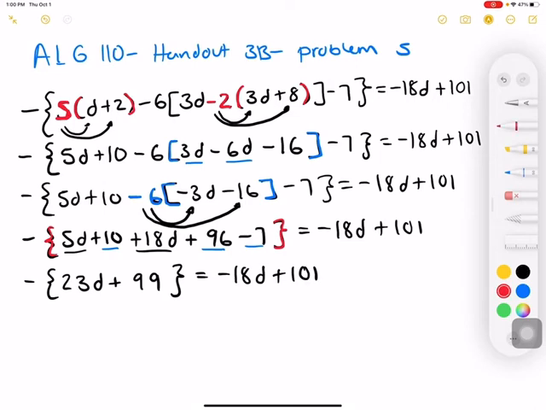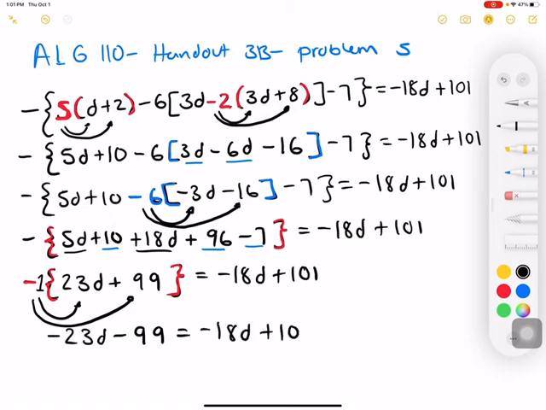Now I can get rid of the innermost parentheses. In this case, it's just the braces, and what I have in front of it is a negative sign. That means that I'm going to change the sign of everything that I have in there. That's the distributive property with a negative, or you can think about this as a negative 1. So negative 1 times 23d is negative 23d, and negative 1 times 99 is negative 99, equals negative 18d plus 101.